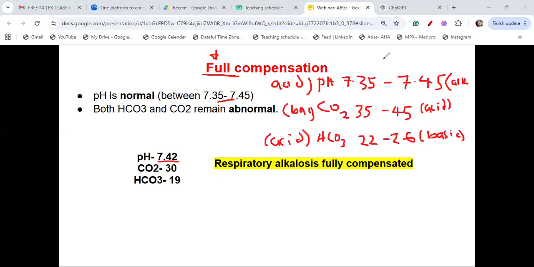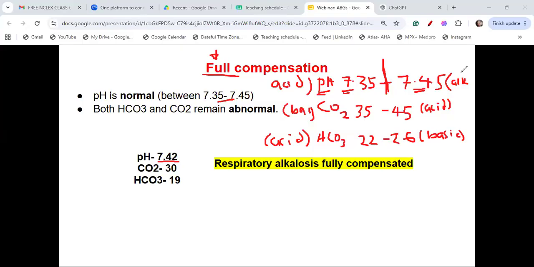So if you were to put a line in between here, you're working with the pH. If you were to put a line to divide this, do you think your pH is coming from this acidic side or from the basic side or alkalotic side? Where is it coming from? Where is it closer? Is it closer to 7.35 or is it closer to 7.45? It is closer to 7.45.